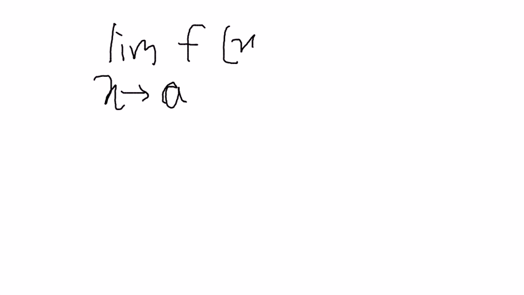So if you have limit x tends to a for f of x equals L, this means that if x gets arbitrarily close to a, then f of x gets very close to L, right? And so the limit of an ordered pair is really very similar.